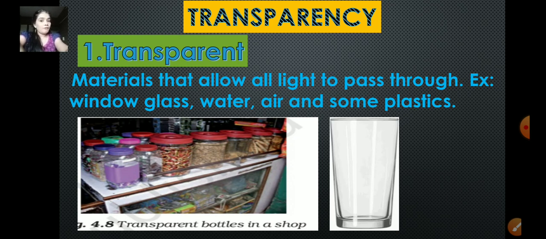So do you have a window glass at home? Yes. So why do we keep window panes made of glass? Because we can see the opposite side, what is there, right? So that is called transparency or transparent.